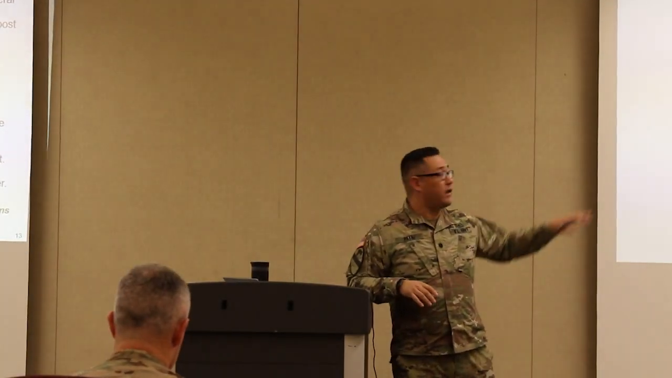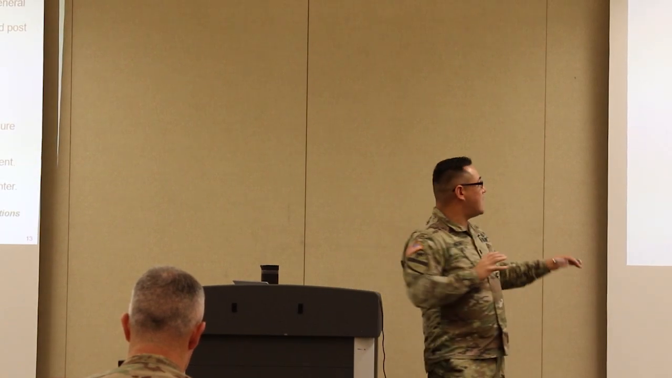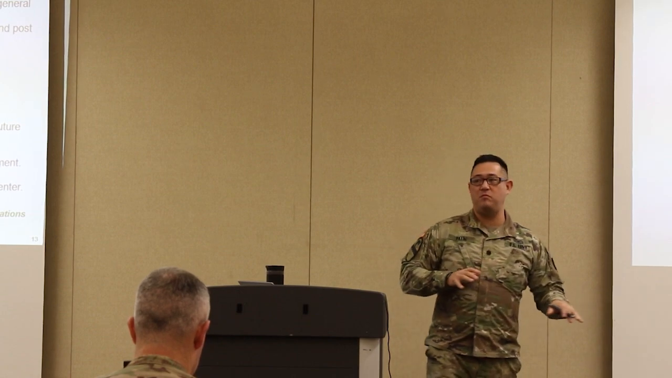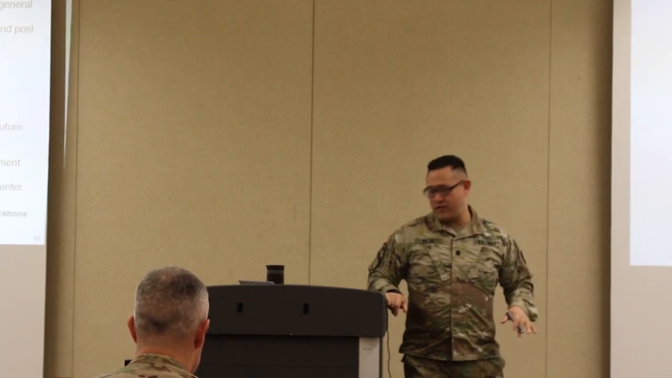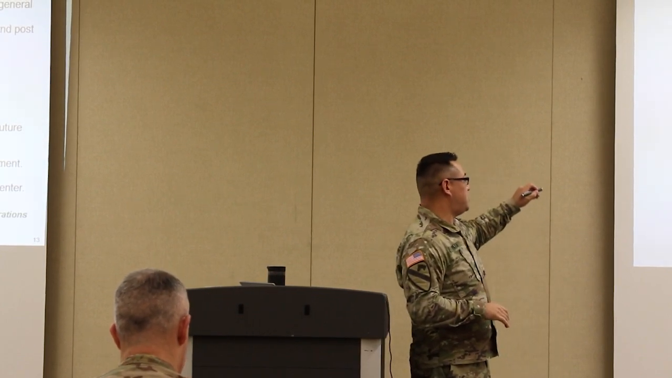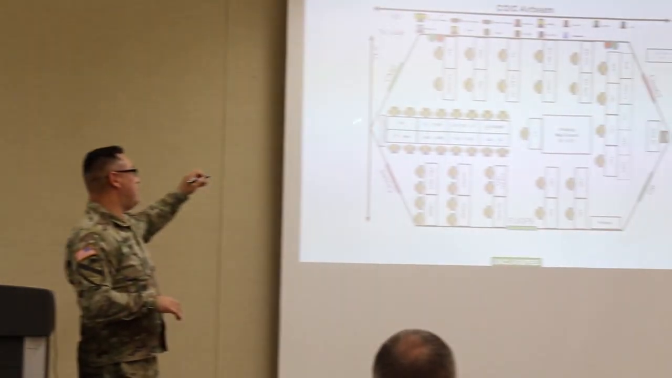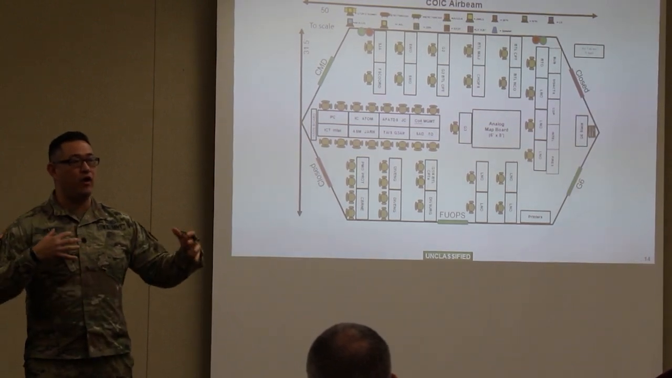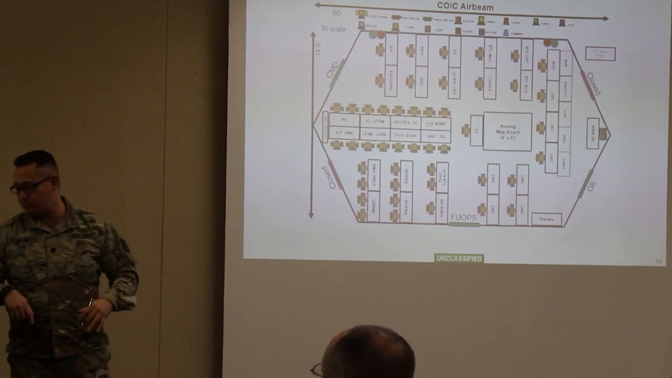So let's move on. Yeah, thank you. Perfect. On the COIC floor, this is an example of what a COIC floor would look like. Now, you talk about the D main being a busy place. The COIC floor is the busiest place of the busy place. Okay? On the COIC floor, you've got the JACIC right here. This is 100% what that is meant to be, that cell that integrates the air and ground and the joint capabilities inherent to the division.